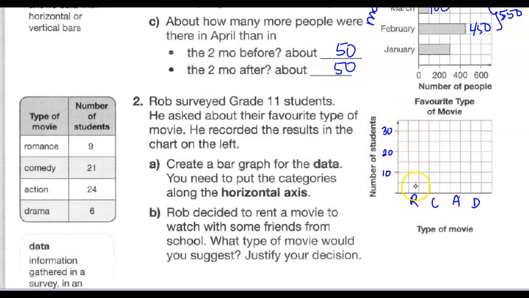So for romance, there was 9, so your bar would go up a little bit before 10. Use a ruler if you can. I just can't on the screen here. And then comedy goes to 21. A little above 20. Action goes to 24. And again, try to use a straight edge. I just can't, it'll take forever using the computer. 6 is just a little above.